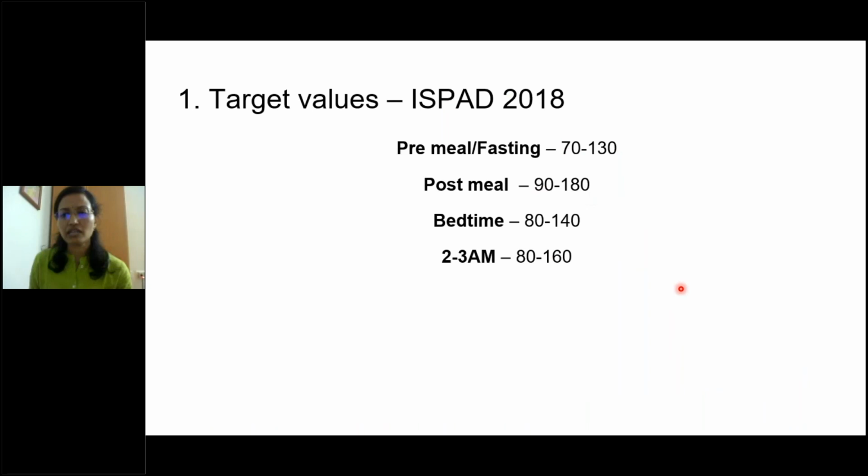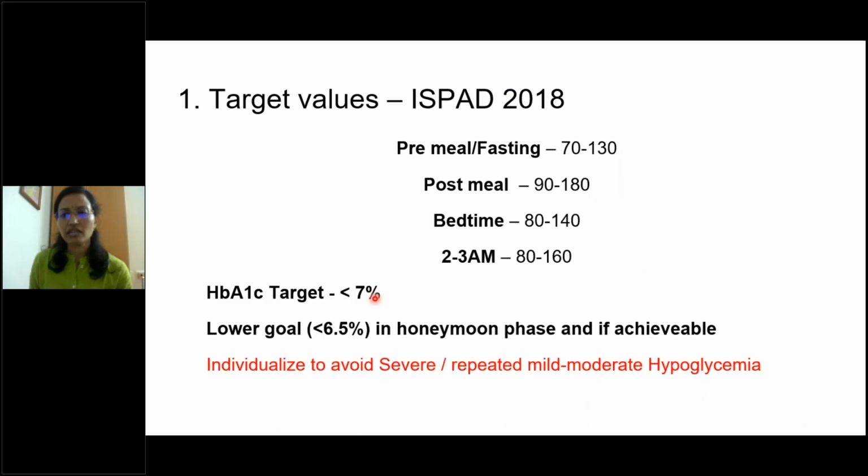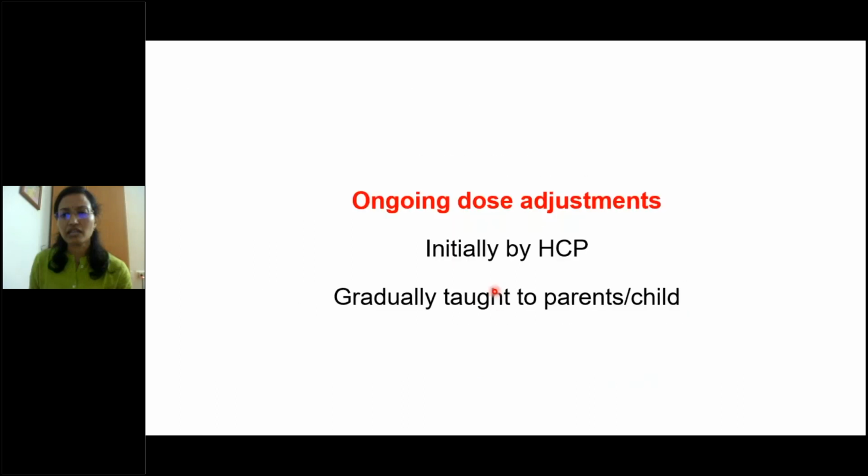Pre-meal 70 to 130, almost normal. Post-meal never more than 180. So basically 70 to 180 is the goal. Target A1C is less than 7%, which is very difficult to achieve. We try to keep it at least 7.5%.